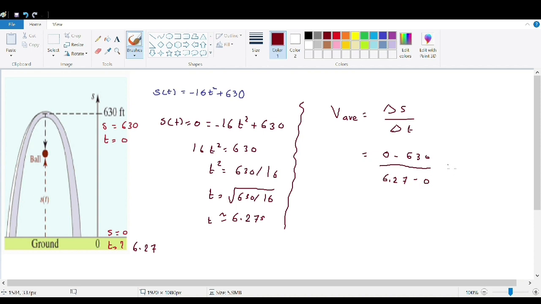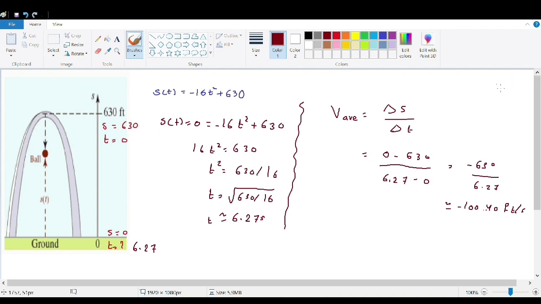So this will give us minus 630 divided by 6.27. So the average velocity is approximately equal to minus 100.40 feet per second. Here the negative sign represents that the velocity is decreasing, or the direction of the velocity is to the ground.